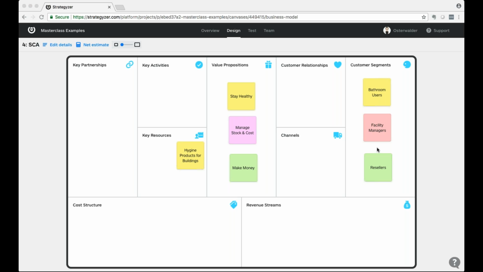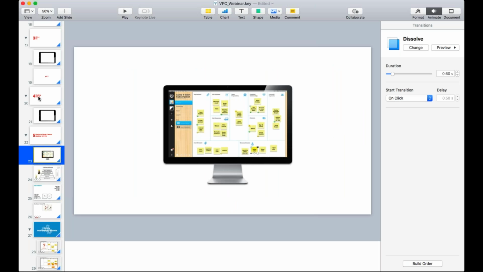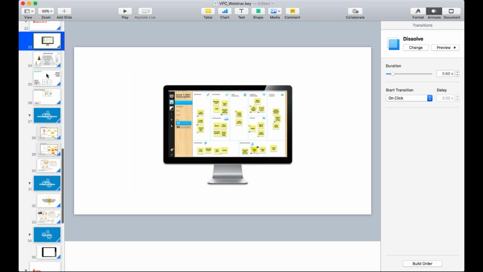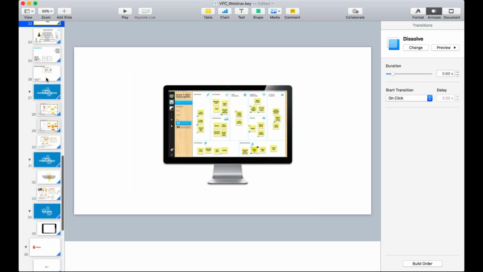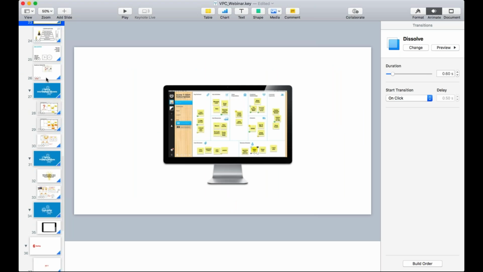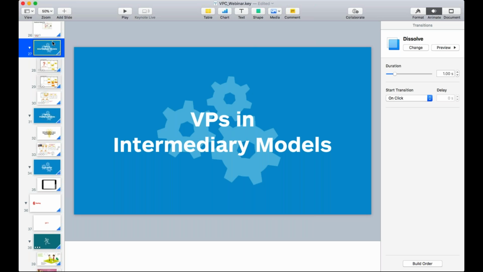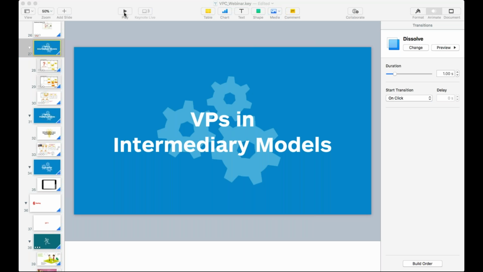So that brings me back to my slides very quickly. See if we can show this. Okay, so there is a very strong connection always between the business model canvas and the value proposition canvas. So let's try this a slightly different way and see again if you can understand this connection.